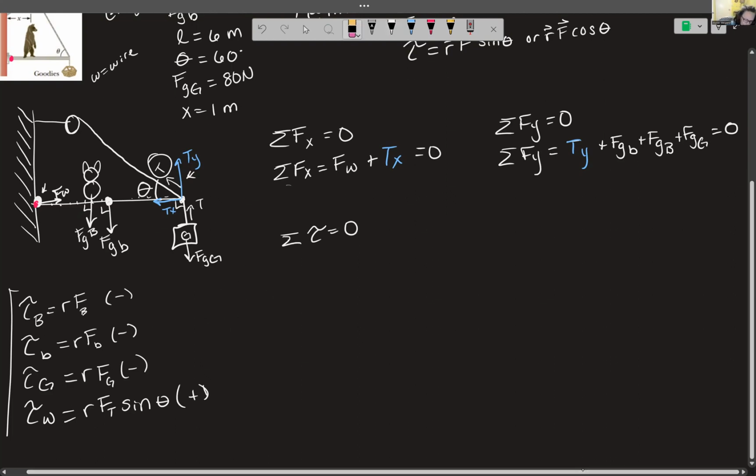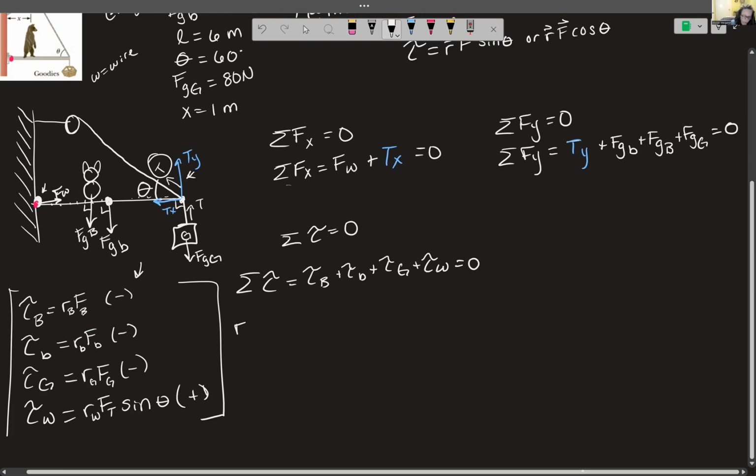Okay, so this is now my little cheat sheet for my torque. So I have my summation of torque is going to be equal to the torque of the bear plus the torque of the beam plus the torque of my goodies plus the torque due to the wire, and this has to be equal to 0 because it's in equilibrium. So now I'm going to replace these with what's on the other side of that equation. So I can now get rid of my summation of torque sign. So I will have R for the bear, beam, goodies, wire.